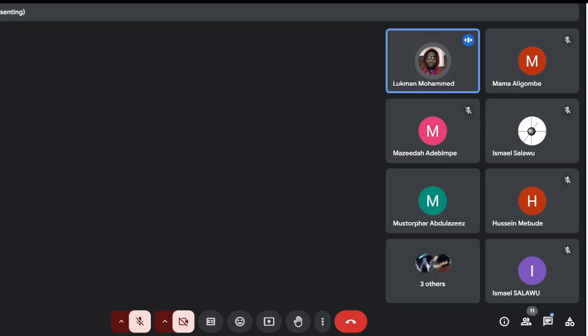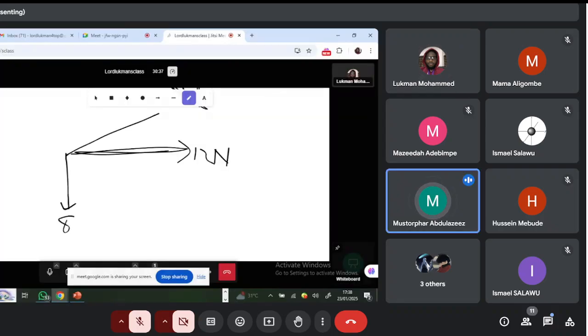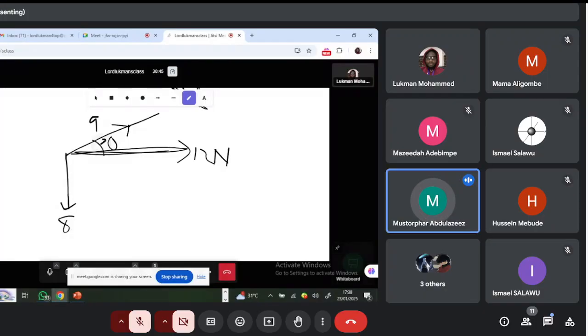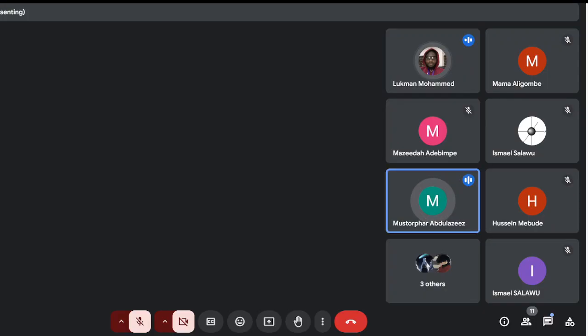Okay, let me draw a random question: 12 newtons, 9 newtons at an angle, 30 degrees, and 11 newtons. Who can find for me the net horizontal force?